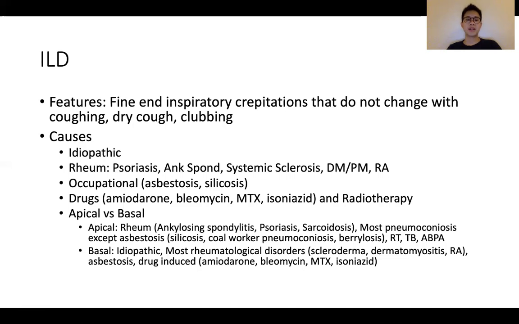The way I remember it is that most autoimmune causes are actually basal, with the exception of mainly ankylosing spondylitis. Psoriasis, if I'm not wrong, can go either way. Most pneumoconiosis or occupational exposures tend to be apical, and the way I remember it is because when you breathe something in, it affects the apex more, with the exception of asbestosis. And drug-induced causes tend to be more basal as well. Yep, so this is how I remember the apical and basal distribution.